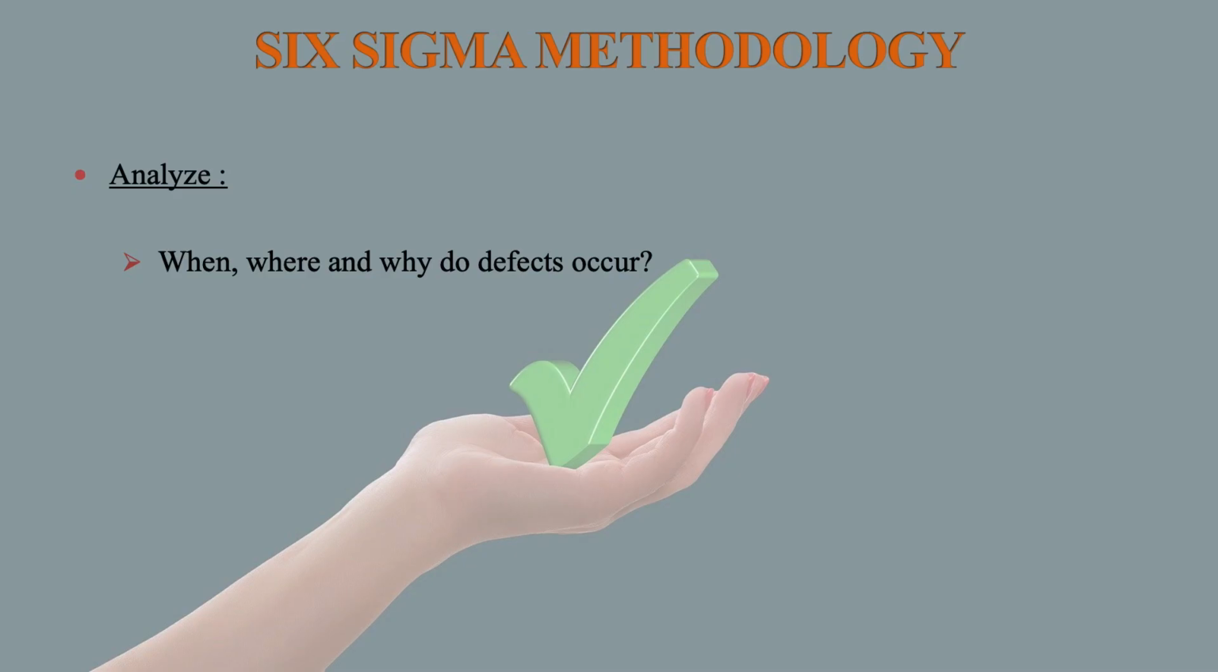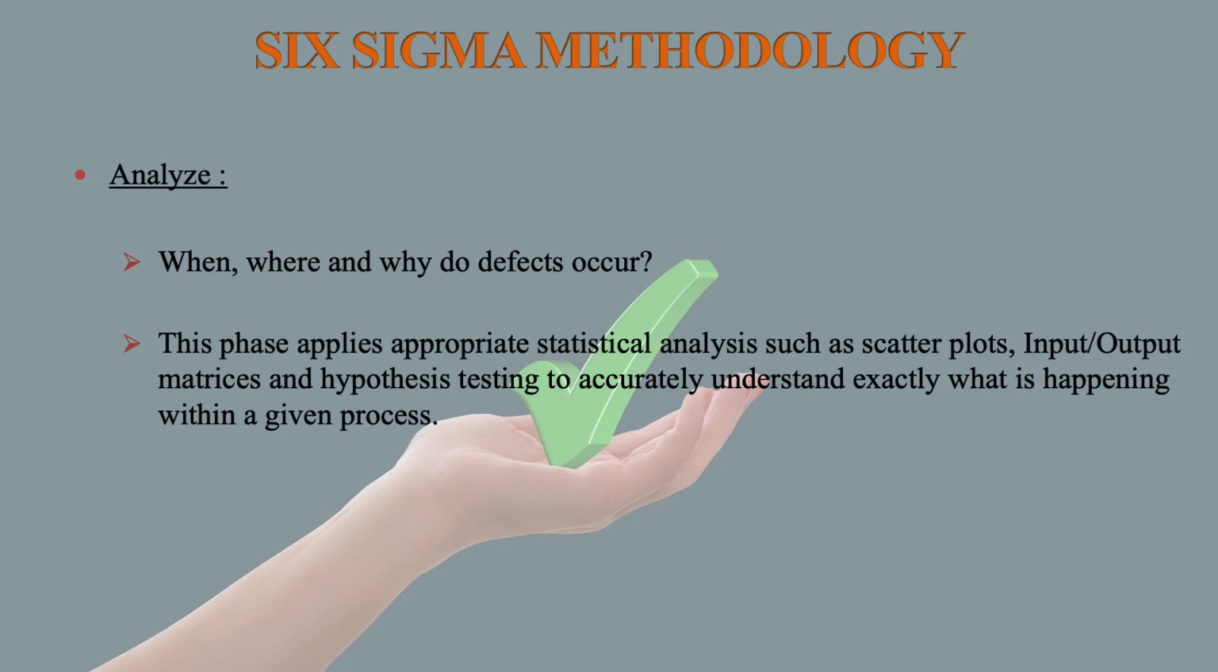Third one is analysis. When, where, and why do defects occur? This phase applies appropriate statistical analysis such as scatter plots, input-output matrices, and hypothesis testing to accurately understand exactly what is happening within a given process.